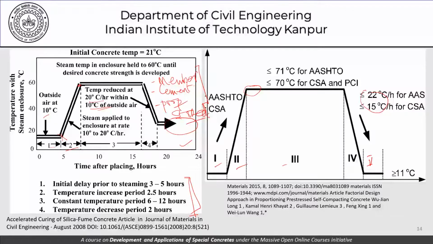I'm leaving it to you to think about why we cannot have a very rapid rate of cooling. Why we do not have a rapid rate of cooling is something which I'm not answering for you today. I'll leave it to you to think and come up with an answer for yourself. And the storage temperature is more than 11 degrees centigrade, which is perfectly fine as far as we are concerned.